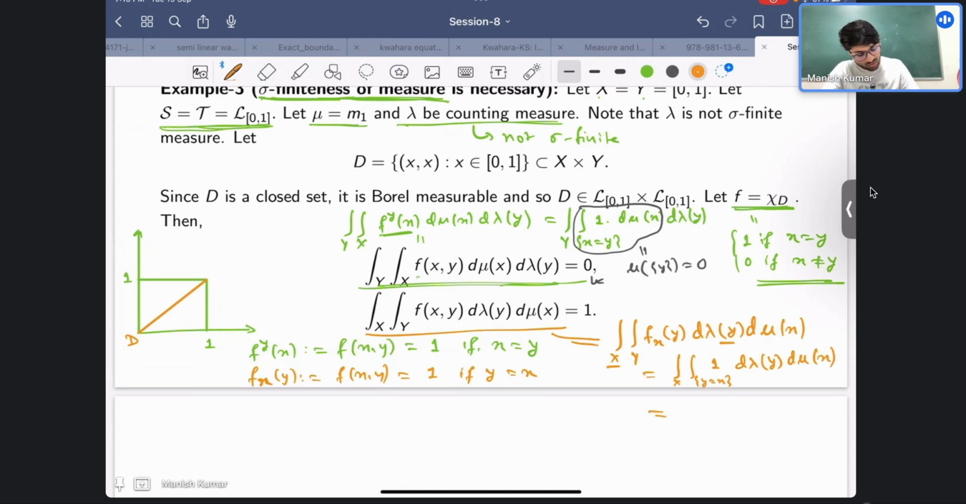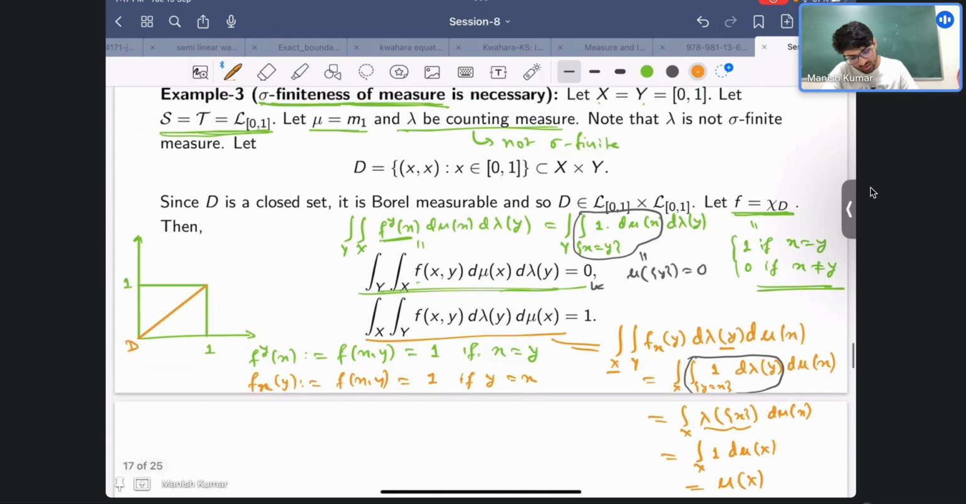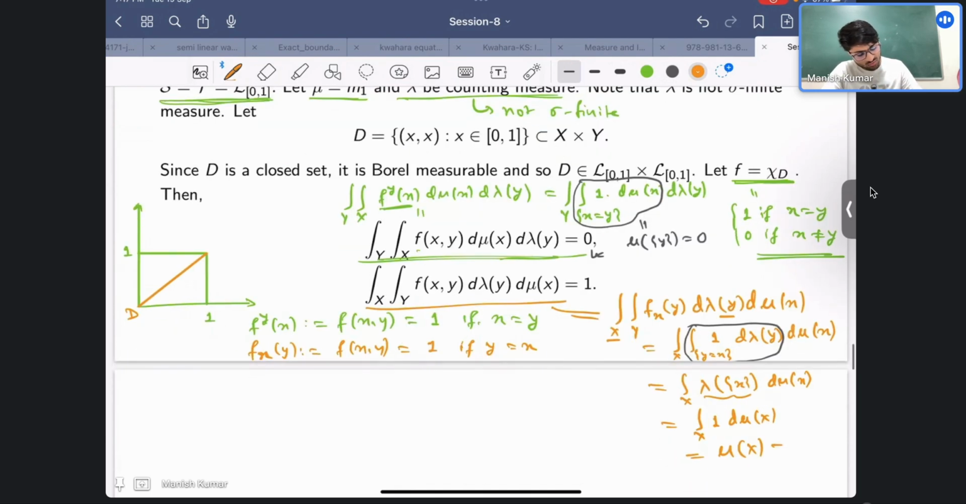Now this is integration over x, and this inner quantity is nothing but the measure lambda of the set {x}. Then you are integrating with respect to x, and you know lambda of any singleton set is 1, since this is a counting measure. So this is the integral of 1 d mu of x, which is nothing but mu of X. And what is mu of X? X was your [0,1], so the Lebesgue measure of [0,1] is 1, and that's why this integral is 1.